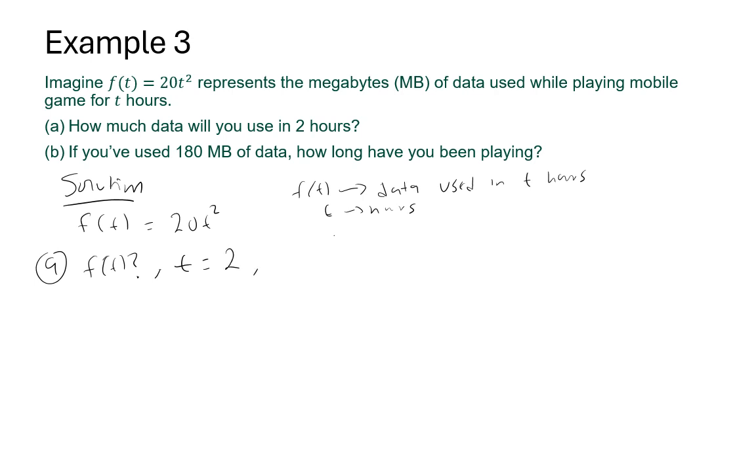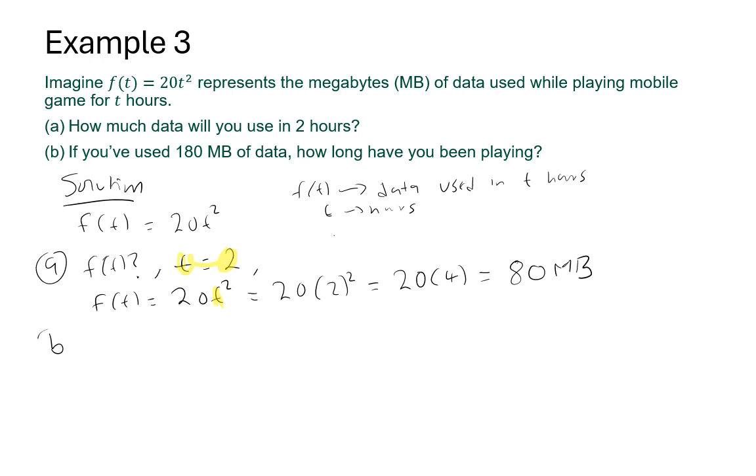To find this, we know that our f of t is equal to 20t squared. So instead of this t here, we substitute t equal to 2. So we'll have 20 times 2 squared. We start by taking the square of 2, which is 4. And 20 times 4 is 80 MB. So the data you will have used is 80 MB.